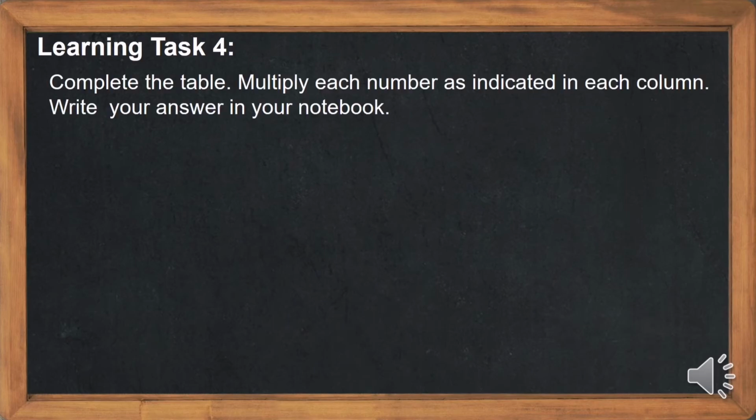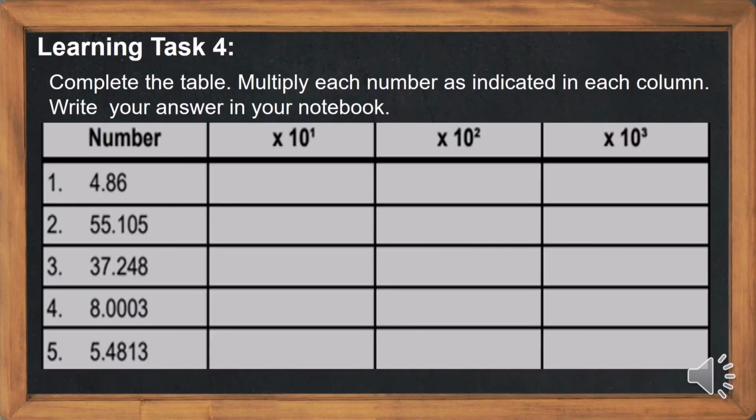Learning task number 4. Complete the table. Multiply each number as indicated in each column. Write your answer in your notebook. So for number 1, 4.86 times 10 to the power of 1, times 10 to the power of 2 and then times 10 to the power of 3. For number 2, we have 55.105 times 10 to the power of 1, times 10 to the power of 2 and then times 10 to the power of 3.